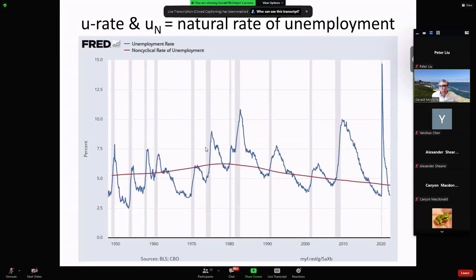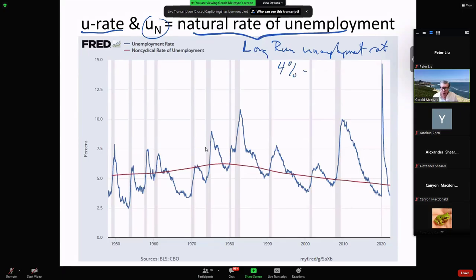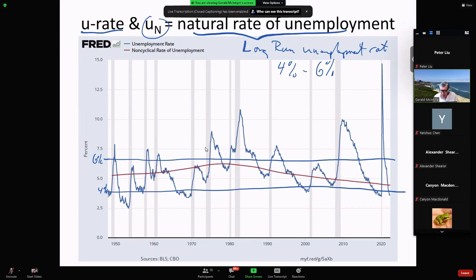I've mentioned before the natural rate of unemployment, U sub N. The unemployment rate itself, we'll call the U rate. The natural rate of unemployment can be thought of as the long run unemployment rate. And that is thought to be between 4% and 6%. You can see why on this chart. Here's 6%, roughly. Here's 4%, roughly. And almost all of the observations under normal circumstances are between those two lines.